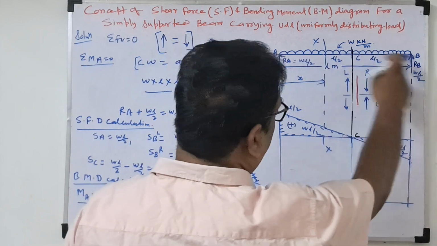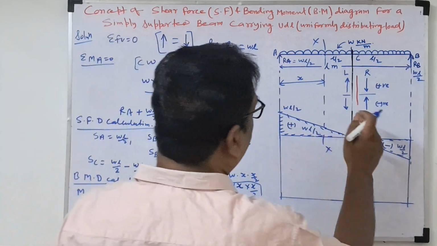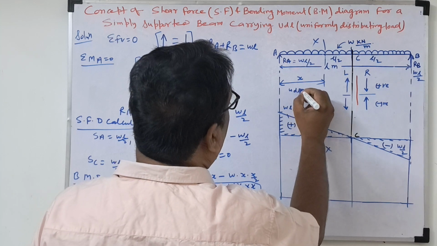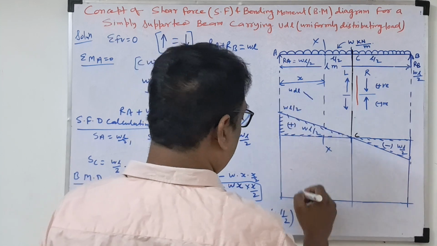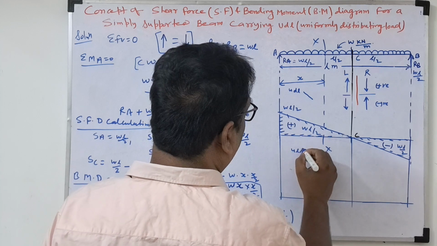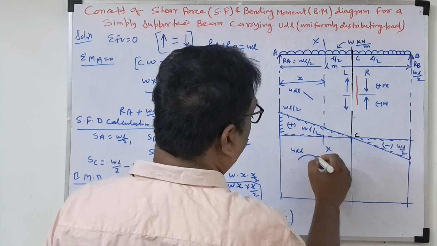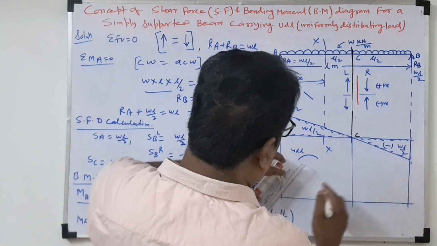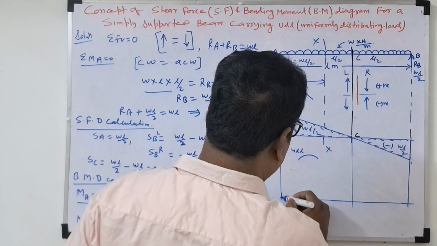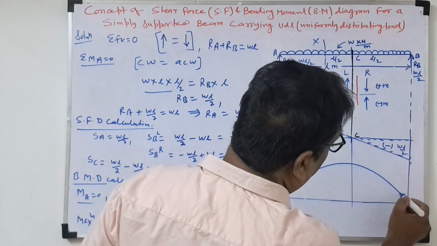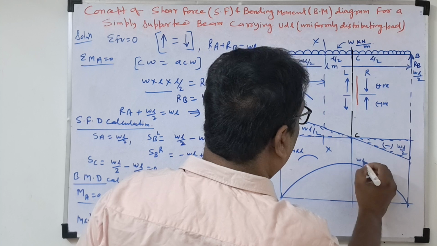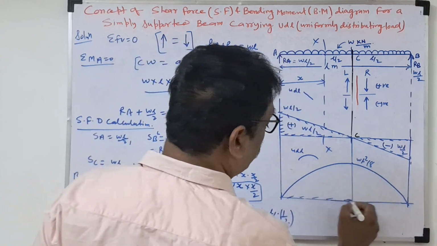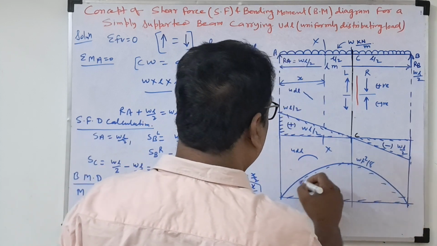Now the UDL is there. Another concept: when you draw the shear force for a UDL, it will be an inclined line. For the bending moment with a UDL, it will be a parabola, a curve line. So draw the curve line. This point is WL square by 8, and at this point the bending moment will be maximum.